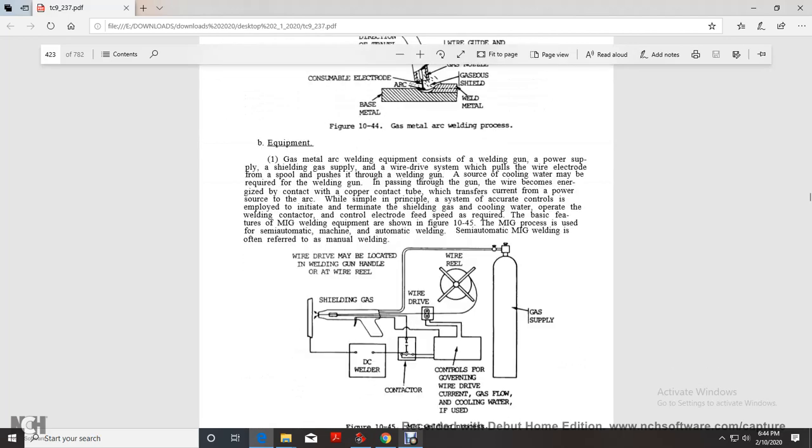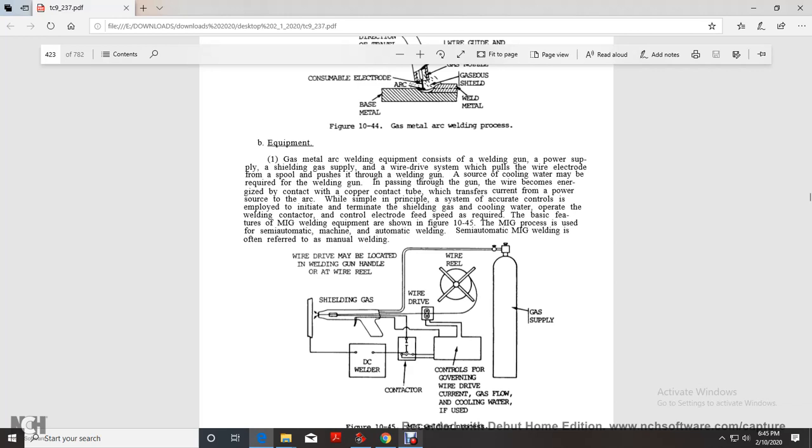The equipment. Gas metal arc welding equipment consists of the welding gun and power supply, a shielding gas supply, and a wire drive system which pulls the wire electrode from the spool and pushes it through the welding gun. A source of cooling water may be required for the welding gun. As it passes through the gun, the wire becomes energized by contact with the copper contact tube, which transfers the current from the power source to the arc. The system is simple in principle and accurately controls the initiation and termination of the shielding gas, the cooling water, the welding current, and the wire feed.